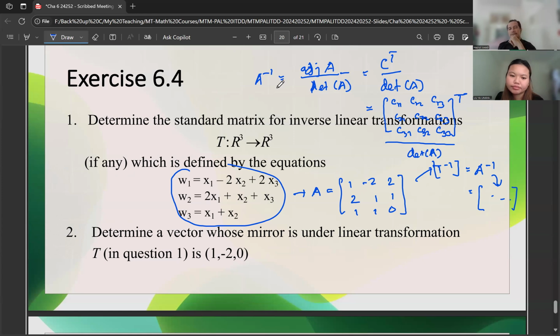I leave it for you to solve this problem by using this formulation to get the standard matrix of the inverse linear transformation.